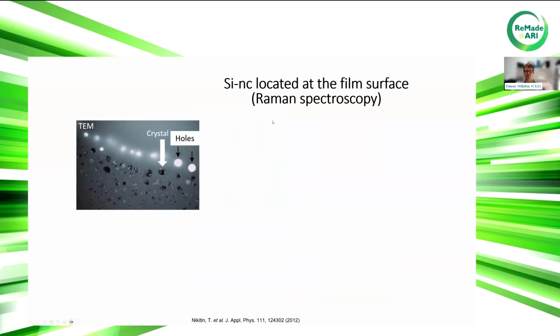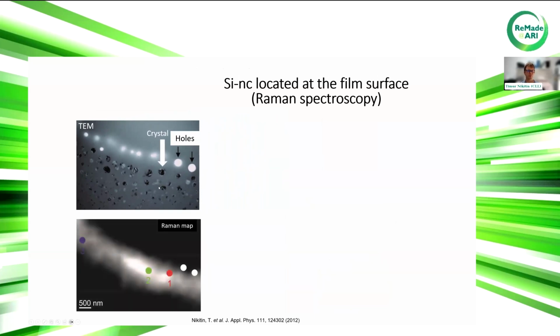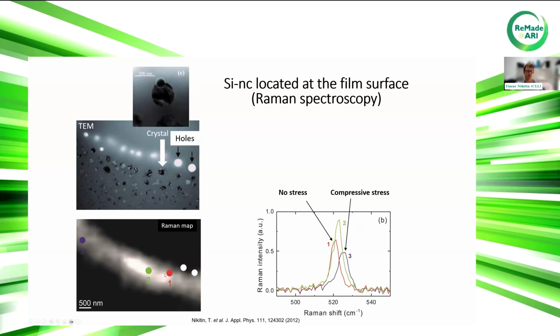The same area was also studied by Raman spectroscopy. So we made a Raman map of the intensity of the Raman band at about 500 centimeters. We see the largest intensity in the ring region, which corresponds to these large silicon nanocrystals. Here the same position of the holes is marked. And then we present three typical spectra. Spectra from point 1, where all the bands are very intensive compared to the outside region.